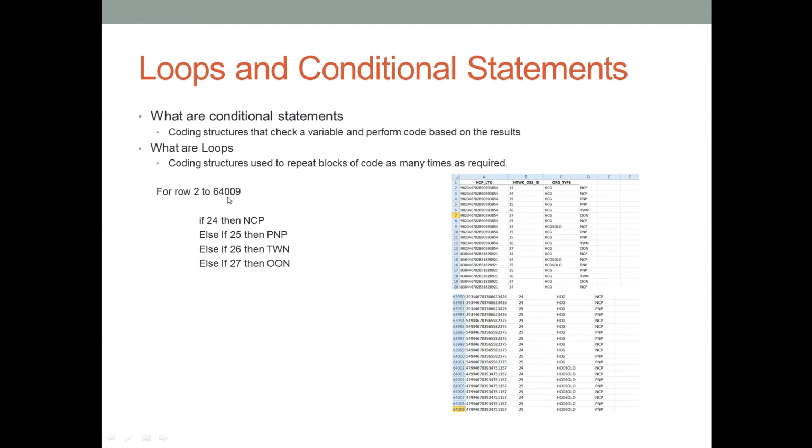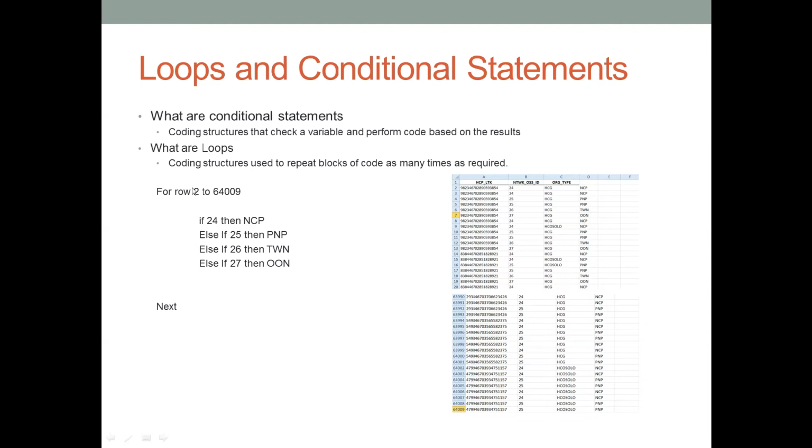to 64,009. Notice that this data set here has 64,009 rows. And then notice the data actually starts on row 2. So data starts on row 2 and it goes all the way down to 64,009. So our looping statement is going to say this: For row 2 to 64,009, Next. So notice that there's this Next here.